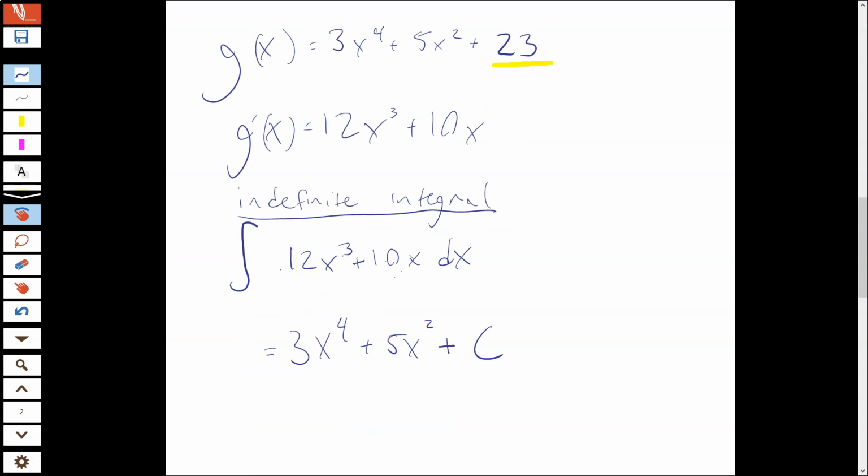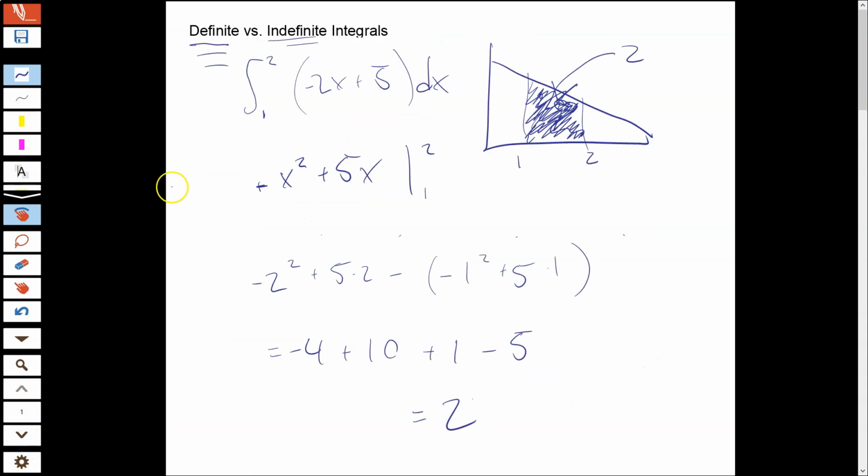Okay. A little bit later in this unit, we're going to introduce a way to solve for c if we have a little bit more information. But for now, when you solve an indefinite integral, you're going to write your result plus c, and c stands for constant. So some number without a variable that would have disappeared when we took a derivative.